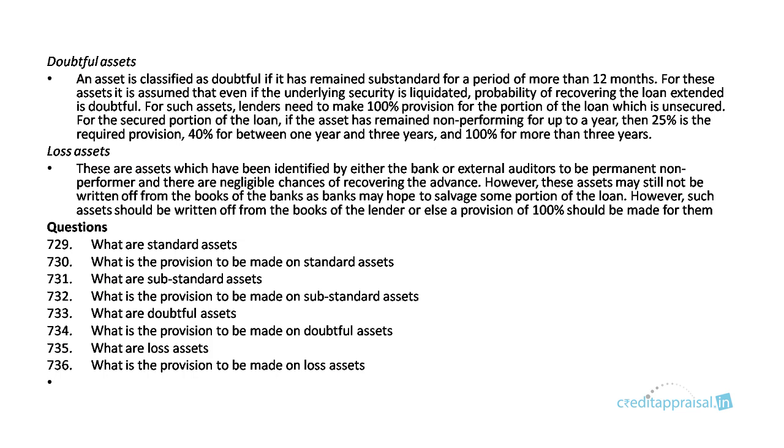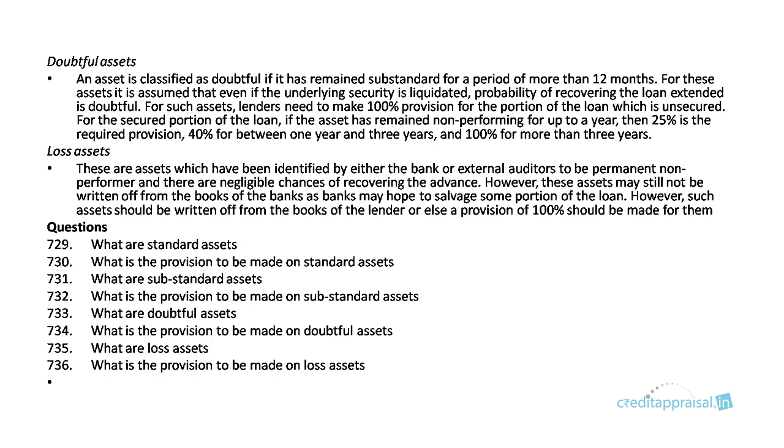Say the loan is 100 lakhs and the market value of the security is 60 lakhs. 100 minus 60 is 40 lakhs. So 60 lakhs is the secured portion because security is available, and 40 lakhs is the unsecured portion. For the 60 lakhs portion, it's enough if a bank provides 25% if it is non-performing for 1 year, or 40% if it is non-performing between 1 to 3 years, and 100% if it is more than 3 years. For the remaining unsecured portion, that is the 40 lakhs, the provision has to be 100%. So that is how doubtful assets are classified.